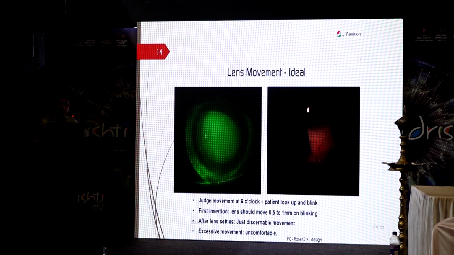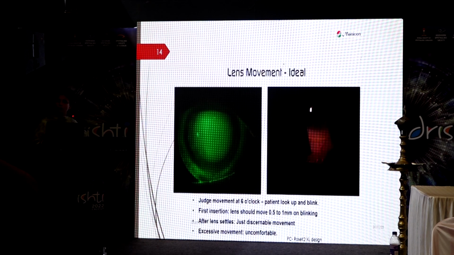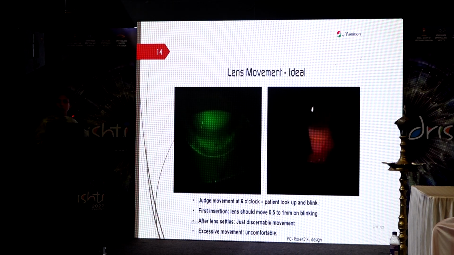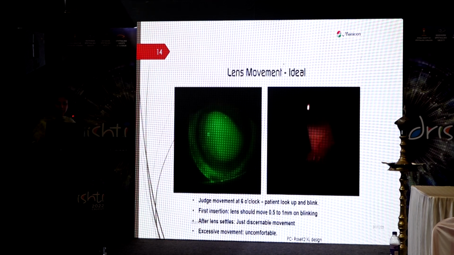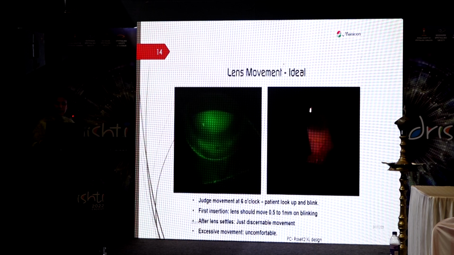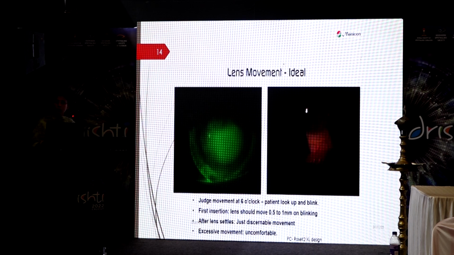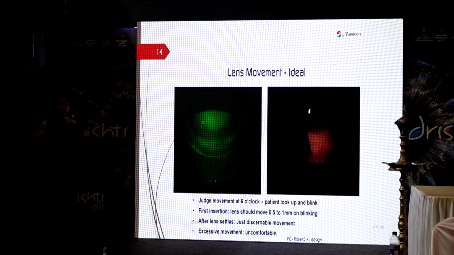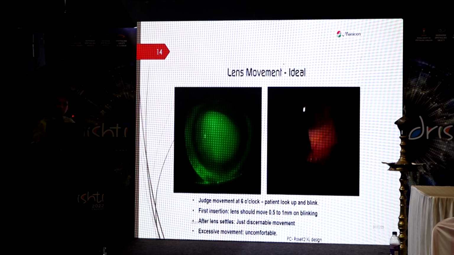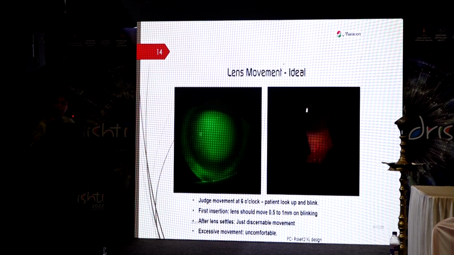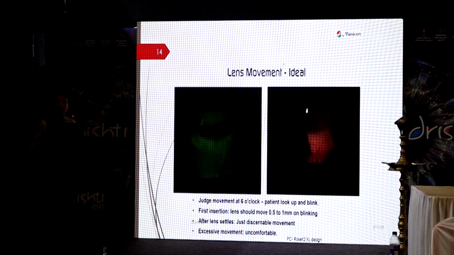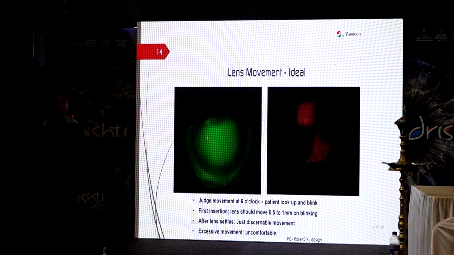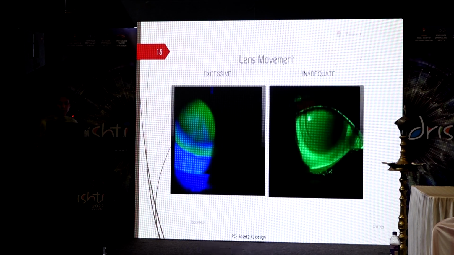So lens movement, the ideal lens movement is just discernible. You don't have to have great movement with the lens, because otherwise it will not function properly. You need to judge the movement at the 6 o'clock meridian, especially as you see in the slide on the right, where the patient is asked to look up and blink. On first insertion the movement will be more, but as the lens settles down with time, 0.5 to 1 mm becomes too much. So the movement should be just discernible. Excessive movement becomes very uncomfortable for the patient, and there could be differences in vision also.